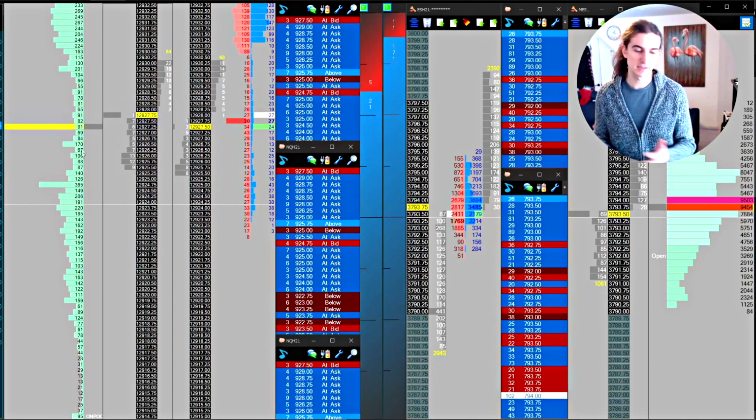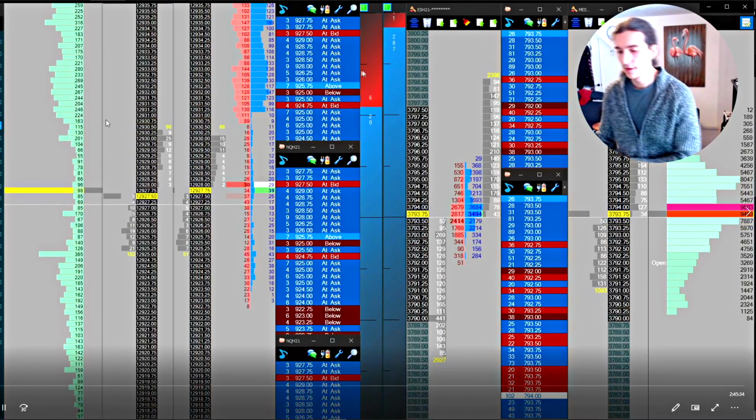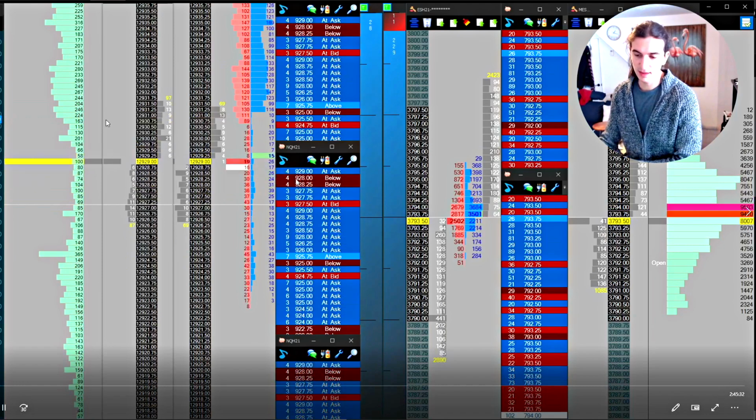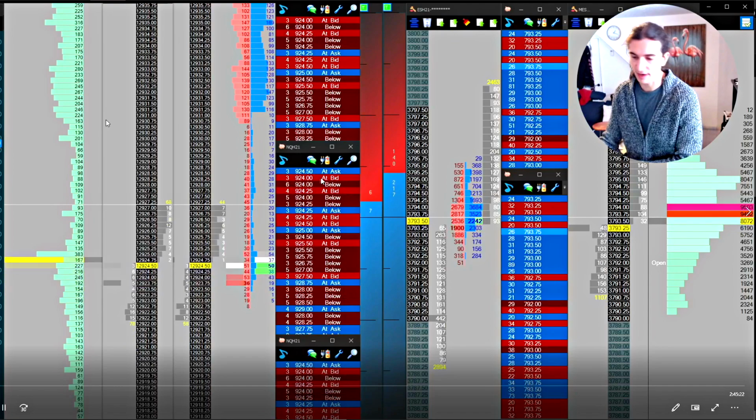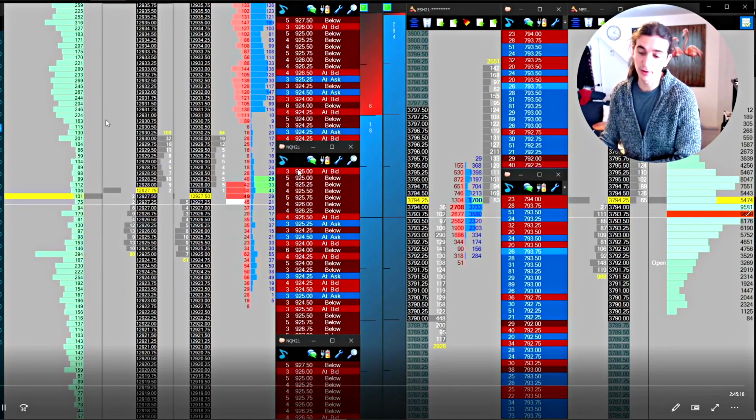Speaking of the tape, that's the next thing. So take a look at this tape right here. You can see that there is the lot size, then the price, and just the condition of the order at the bid or at the ask, below the bid or above the ask. So what I did here to change is that I actually added price back to my tape.